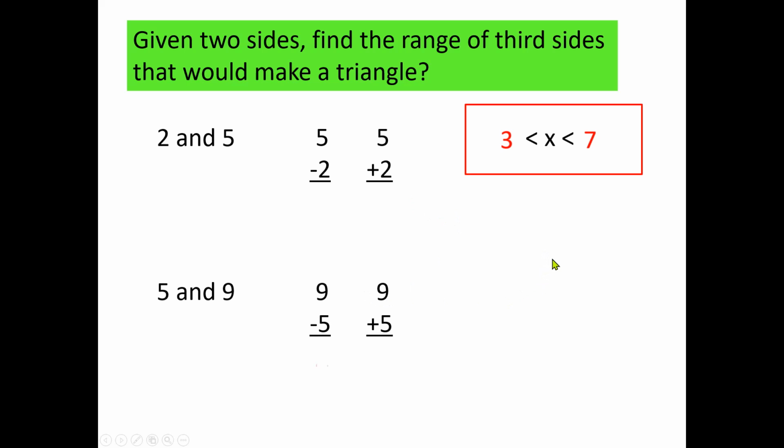Okay, 5 and 9, use the trick. 9 minus 5, 9 plus 5. Use 4 and 14, plug them into the equation. Everything bigger than 4 and smaller than 14 works to be the third side of the triangle.